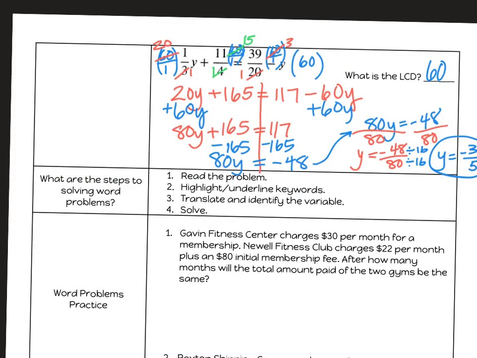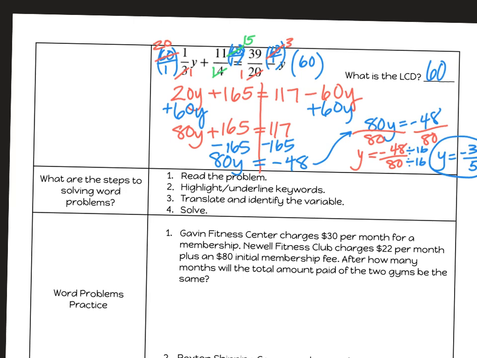All right, next let's go ahead and work on some word problems. So you're first going to read the problem, then highlight or underline any keywords, translate and identify the variable, and then you're going to solve. It's going to be like a two-step or a multi-step equation. So let's get this party started.